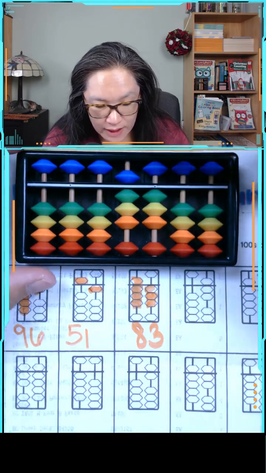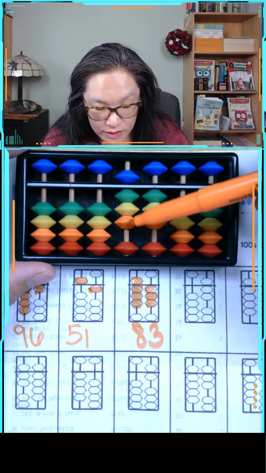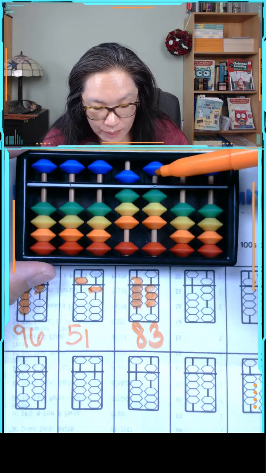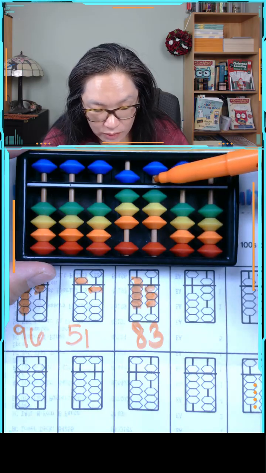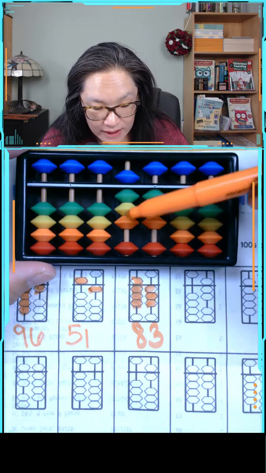So this is 83. How do we get 83? 83 is the top bead is a value of 5, and these are the bottom beads. So there's 3 bottom beads. This becomes 3. 1, 2, 3. But because there's a top bead not touching the horizontal bar, this is not 8. This is 8. So we have 80, we have 3.